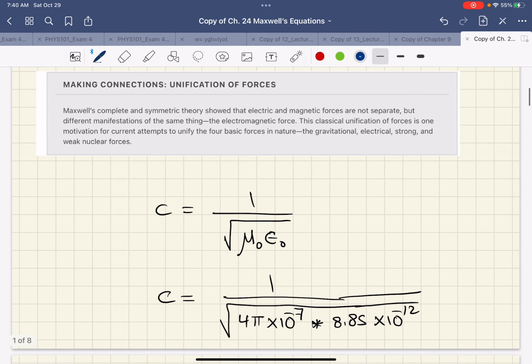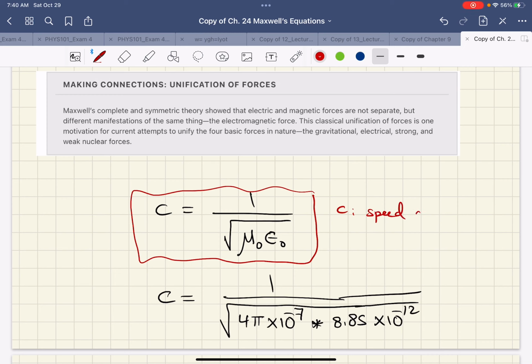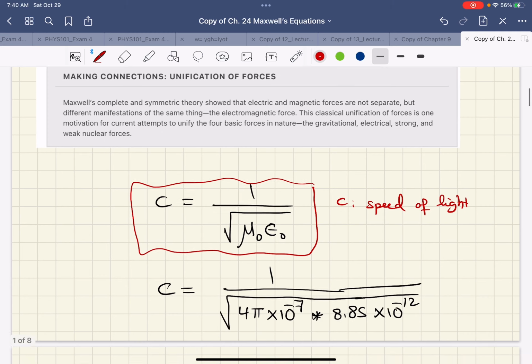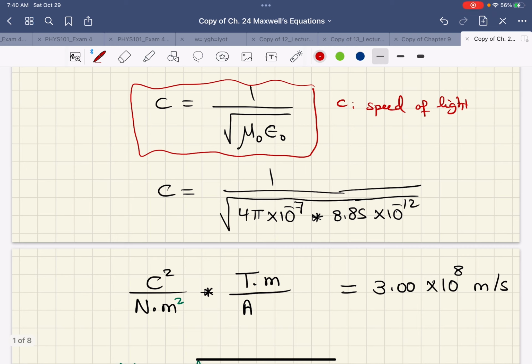Now, this is showing you here the relationship that includes the calculation of c. c here is the speed of light. And of course, we can use here the value of mu zero and the value of epsilon 0 to calculate c, and c is calculated as 3 times 10 to the 8 meters per second. This is the ultimate speed; nothing can move faster than light.